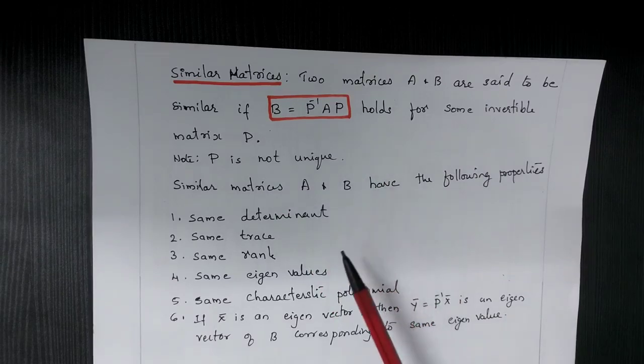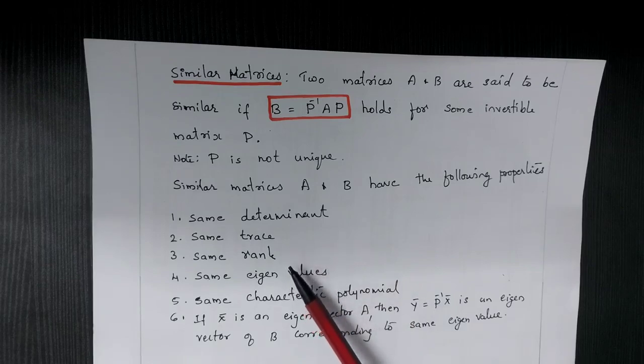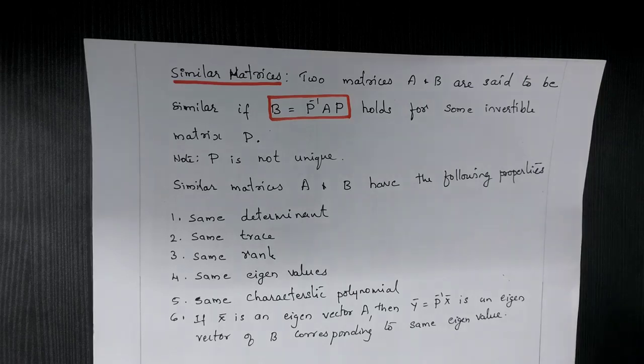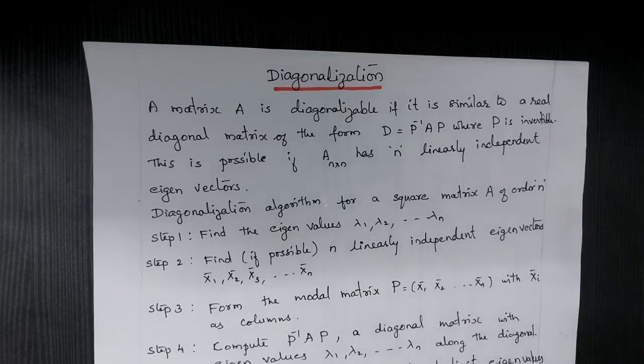If A and B are similar, they have the same determinant, same trace, same rank, same eigenvalues, same characteristic polynomial. And there is a relation between their eigenvectors too. So, when we obtain the diagonal matrix of a given matrix, both have the same determinant, same rank, same trace, same characteristic polynomial, same eigenvalues, and if the eigenvector of one is known to us, the eigenvectors of the other can be obtained. Now, can we diagonalize all matrices?